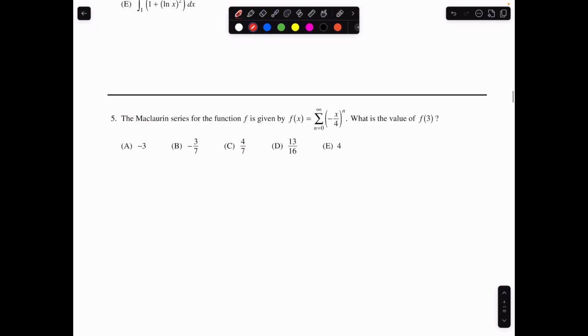Alright, the Maclaurin series for the function f is given. What's the value of f of 3? So let's plug it in. f of 3 is equal to the sum from n equals 0 to infinity of negative 3 to the 4 over n.